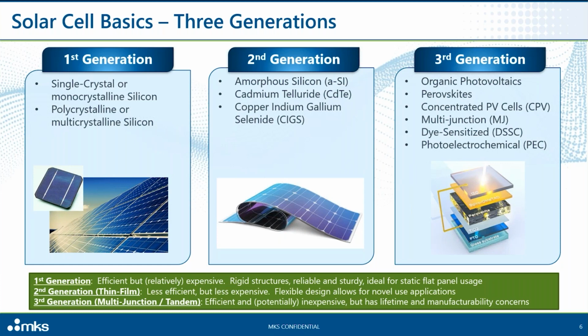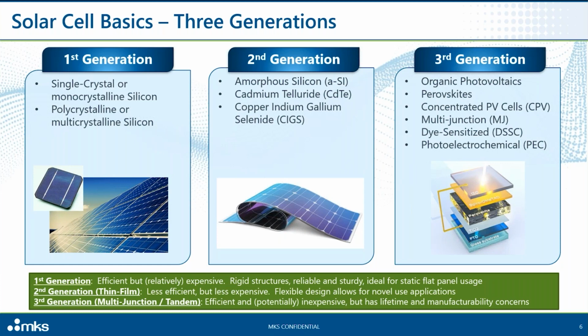The second generation, the amorphous silicon and other types of thin film type technologies, cadmium telluride and copper indium gallium selenide, is considered second generation. These are less efficient by comparison in terms of square area of material, but they are less expensive to produce. The thin film type technologies do produce and leverage that in terms of cost of production. These could be used for flat panels as well, but their flexible design also allows for novel use applications compared to the more rigid structured crystalline of the first generation.